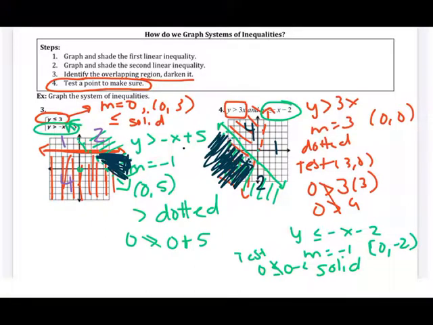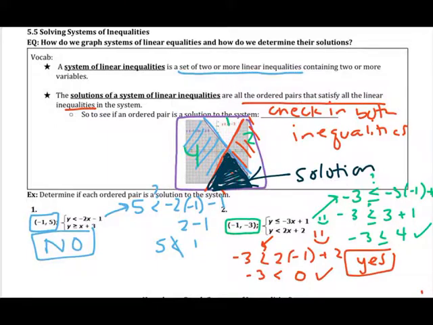So let's recap what we learned in this section. A system of linear inequalities means that I have 2 or more, in Algebra 1 we're going to be focusing on 2 or more linear inequalities that are being graphed at the same time. A solution is any ordered pair that's in both shaded regions or the overlapping shaded region. To check if an ordered pair is a solution to the linear system of inequalities, you're going to plug it in. It has to be true in both inequalities.